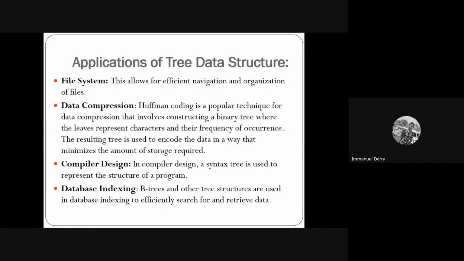And then compiler design. So in compiler systems, a syntax tree is used to represent the structure of the program. So those of you who write in C++, your C++ compiler was written in this particular style. And also with database indexing, B-trees and other tree structures are used in database indexing for efficient search and data retrieval as well.